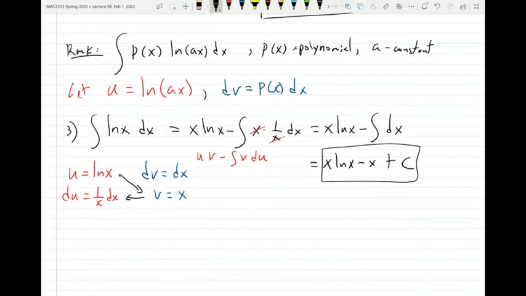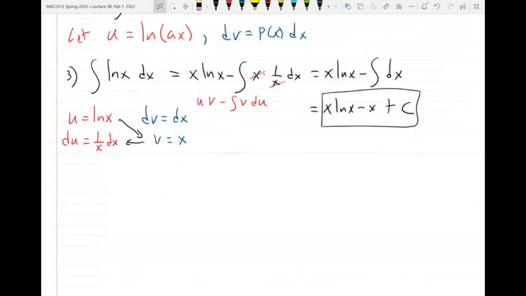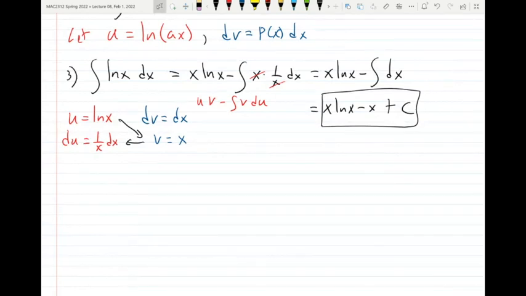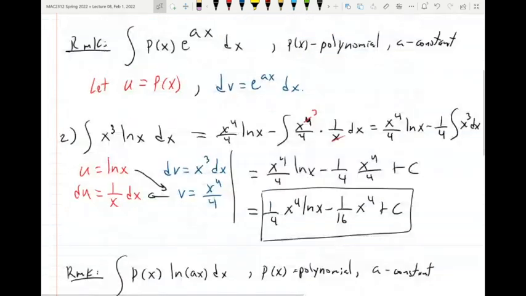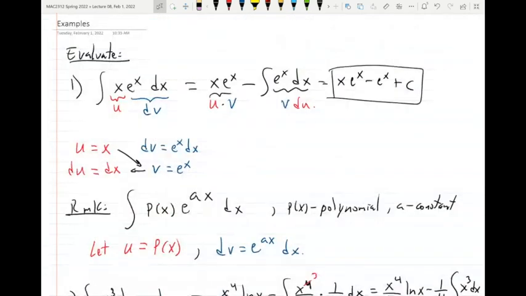Okay. I'm surprised how much we have done today. Okay, so let's see. Let's do another typical case, when you have a polynomial and a trigonometric function, sine or cosine. You treat that case just like number 1, like polynomial times exponential.